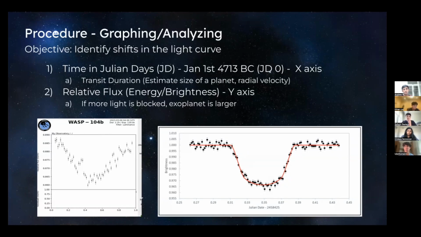The amount of time which the exoplanet is transiting the host star for can give you an idea of how large this exoplanet is. It could give you data on the radial velocity of the planet. Another thing is that if this dip is larger, that means more light is being blocked by the exoplanet, meaning that it's either larger or the host star is smaller. So you can extrapolate data like this.